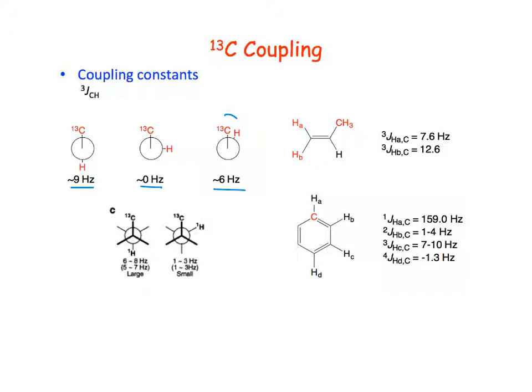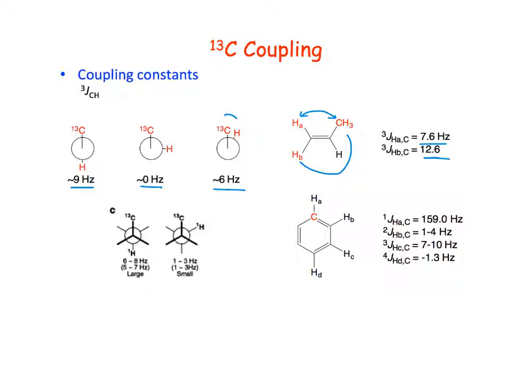Another place that this can come in is if we have protons on sp2 hybridized carbons. So let's see, what do we have here? It's from A to this carbon, this coupling. If those are cis, then it's 7.6 hertz, and if they're trans, then it's bigger, 12.6. So again, the trans coupling is bigger than the cis.